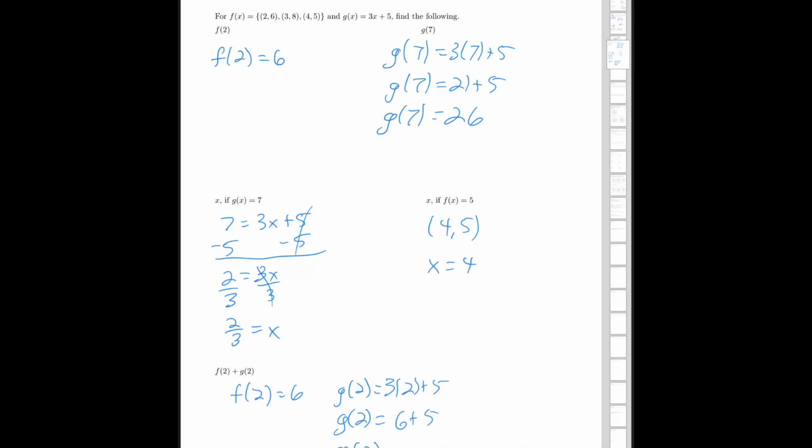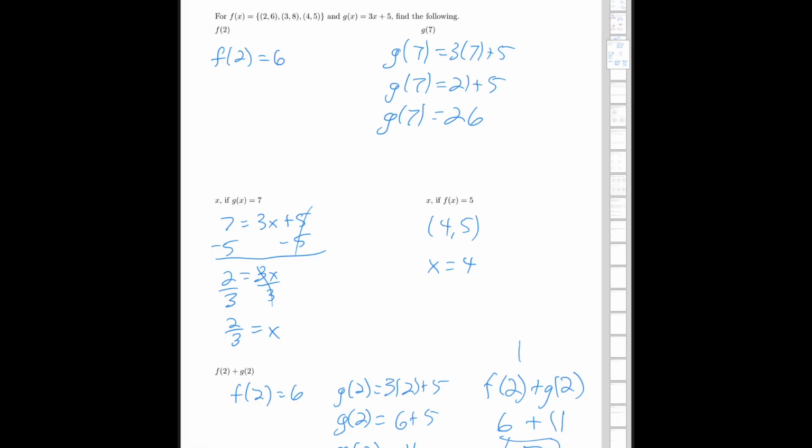So g of 2 equals 11. And then I add f of 2 plus g of 2 together. So 6 plus 11 is 17. So that's how we use function notation.